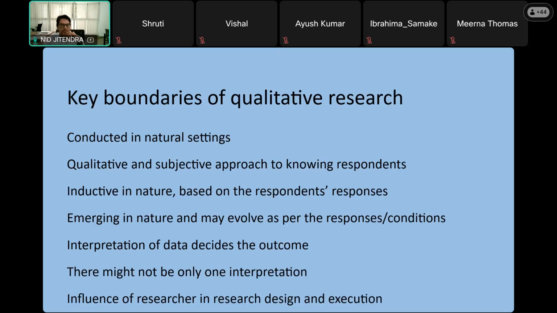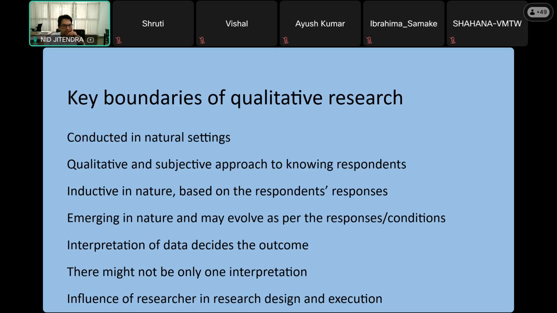Key boundaries of qualitative research. Boundaries are very simple: conducted in natural settings. So you will always have to find something which is a real time scenario because that is the most appropriate situation to get answers. Our responses are qualitative and subjective. So consider that there is definitely going to be some part of subjectivity. Your answers might not be a perfect representation of the situation, and you will have some inferences even though the responses are varied in nature. Inductive in nature based on the respondent's response.